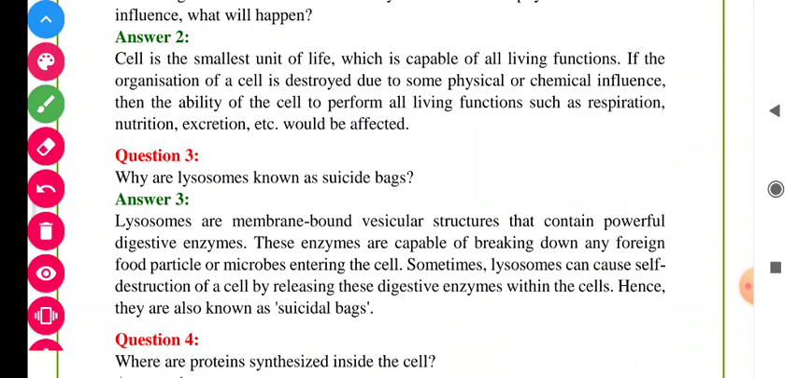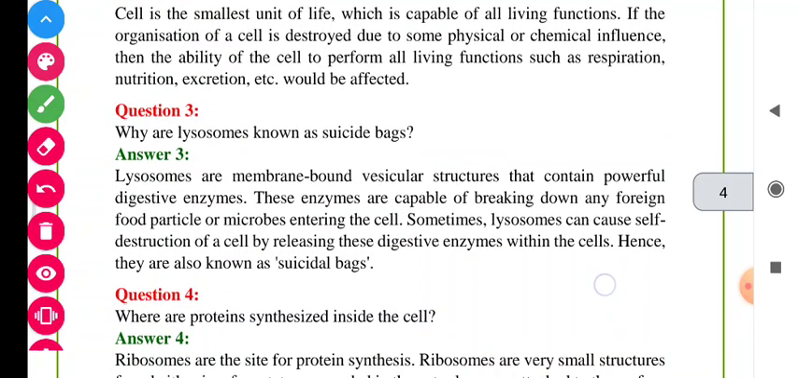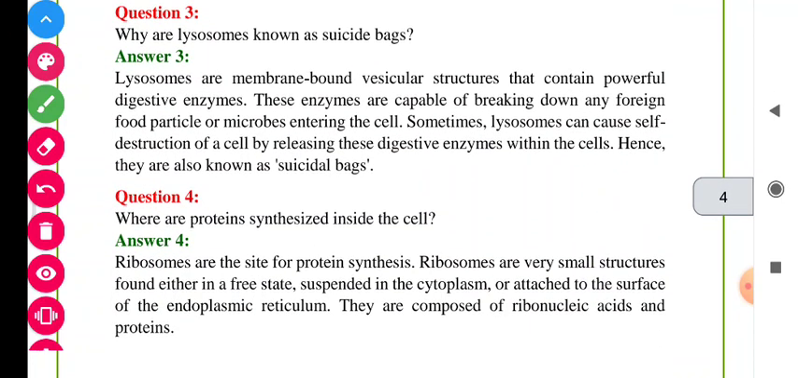And if the function of the cell is affected, then it will affect the whole body organ like heart, leg, kidney, stomach. These are some body organs in which the prime constituent is the cell. So it can also affect the whole body organ. Third question, why are lysosomes known as suicide bags?